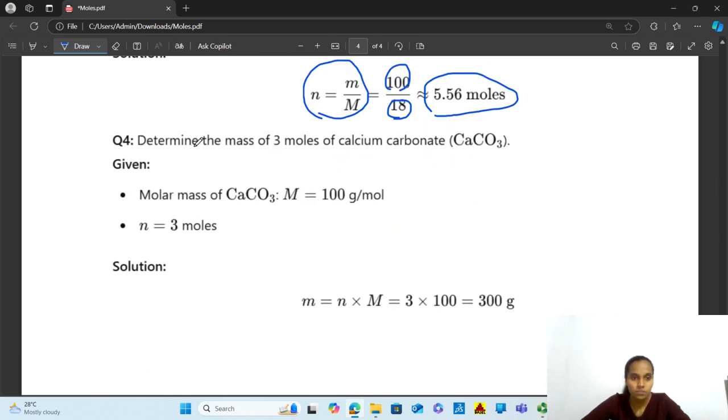What is the last question? Determine the mass of 3 moles of calcium carbonate. So they are asking for mass. How can we find the mass? We have to multiply n by capital M like this. Mass equals the number of moles, 3, times the molar mass, which is 100 grams per mole. So finally you will get the mass as 300 grams. There are 300 grams in 3 moles of calcium carbonate.